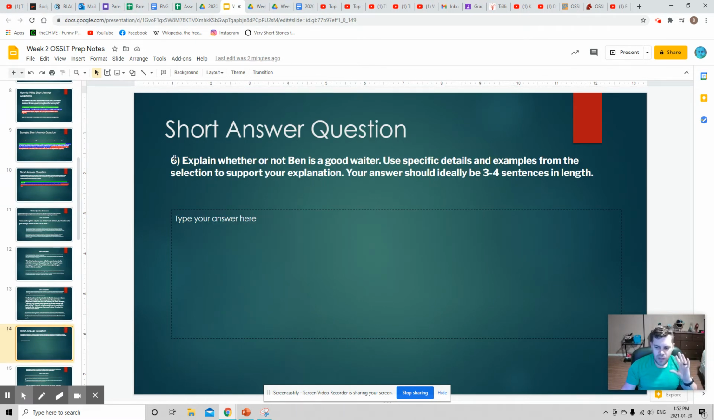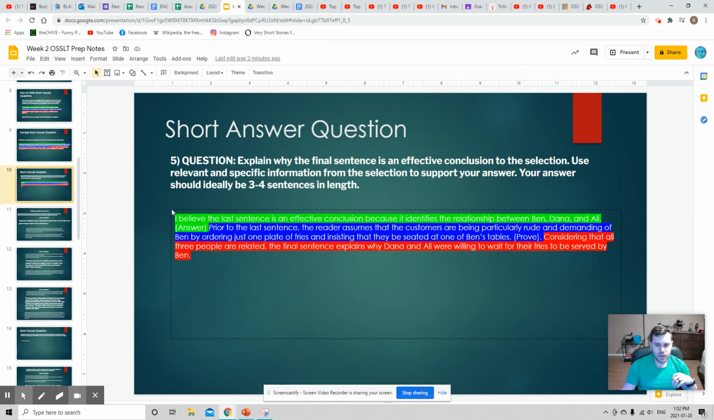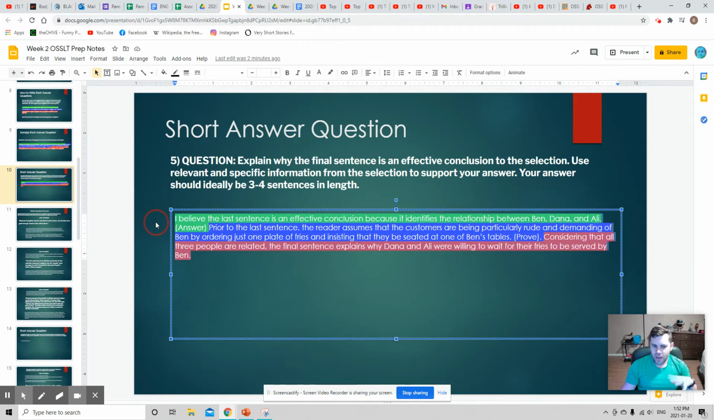So I've given you guys another short answer question I want you to answer on your own, but it's explain whether or not Ben is a good waiter. Use specific details and examples from the selection to support your answer. Your answer should ideally be 3 to 4 sentences in length. So answer it in a similar fashion to this question, and you'll have no problem.